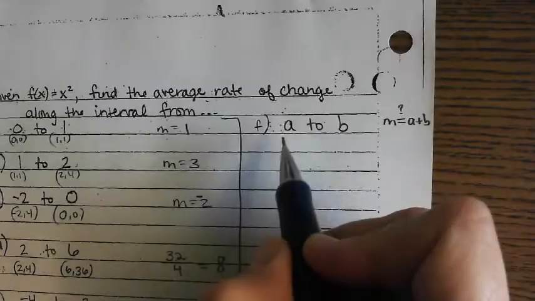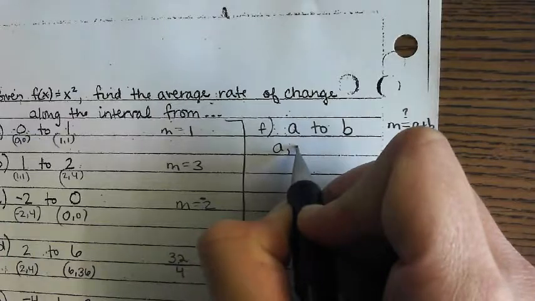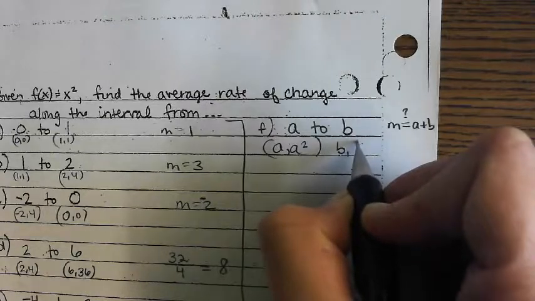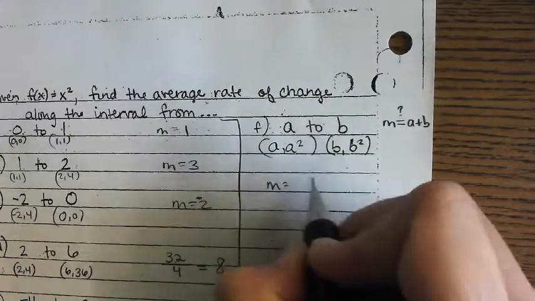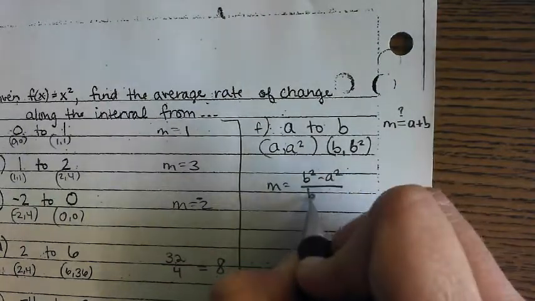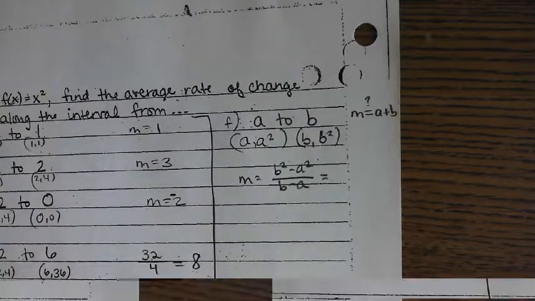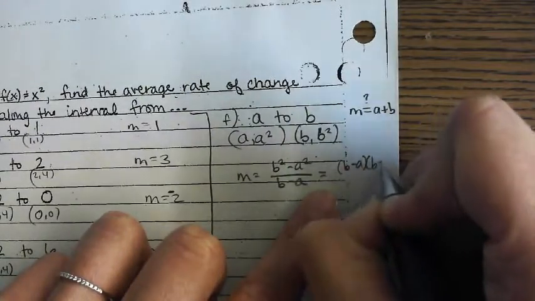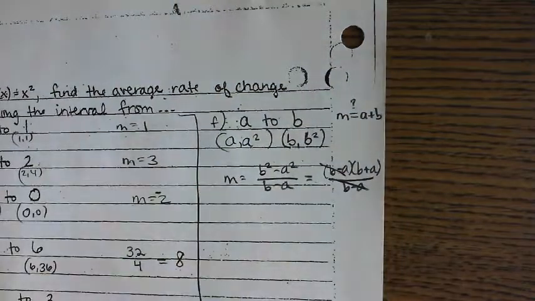For this function, if you plug in A, what's the y coordinate going to be? A squared. And if you plug in B? B squared. So if you do the slope formula, it's B squared minus A squared over B minus A. Now I think we can see why this is happening, because the numerator is the difference of perfect squares, which factors into B minus A times B plus A, one of which always cancels with the denominator and leaves you with a slope of B plus A.